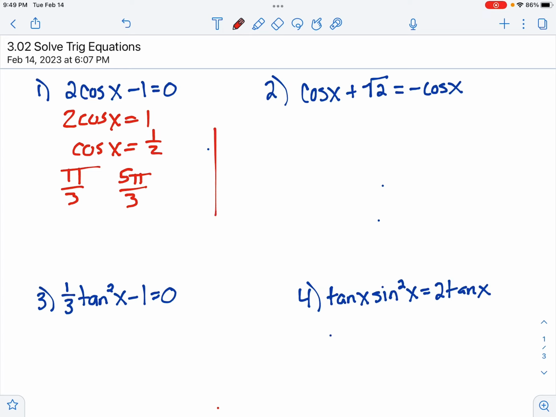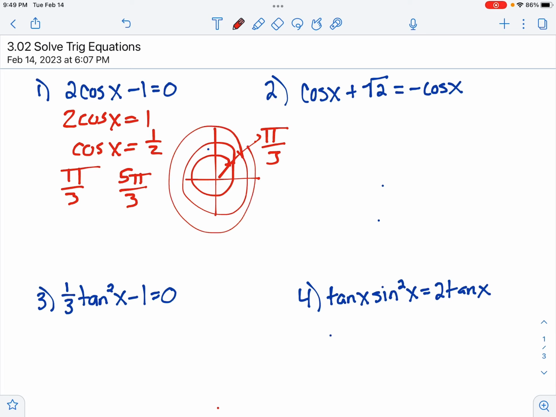Now, if we think of a unit circle, here's my pi over 3. Well, I can go here, and what if I go around another time? And another time, and another time. As long as I'm landing on that reference angle, those are all answers. So what we're going to do, I'm adding a circle each time, which is equivalent to 2 pi. So we're going to take pi over 3 plus 2 pi n. That n represents how many times we go around. Same thing with the other one: 5 pi over 3 plus 2 pi n.